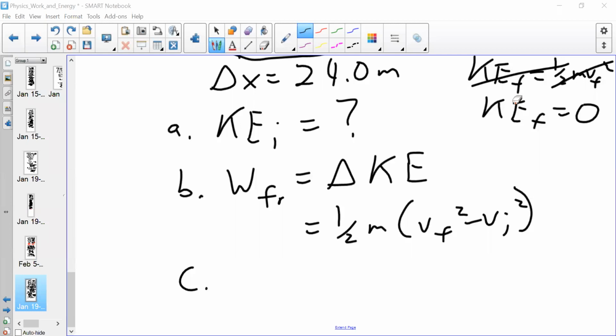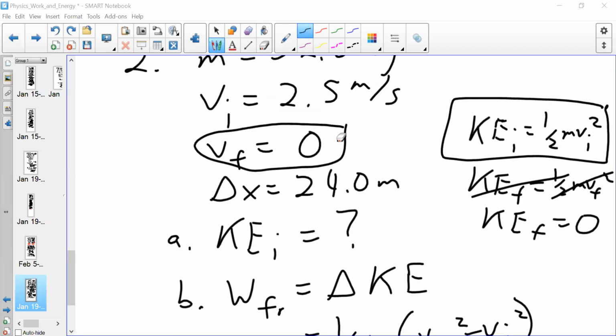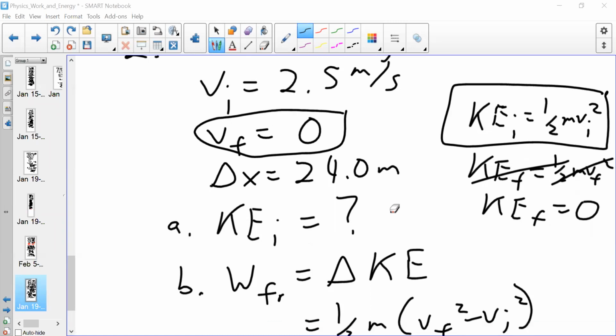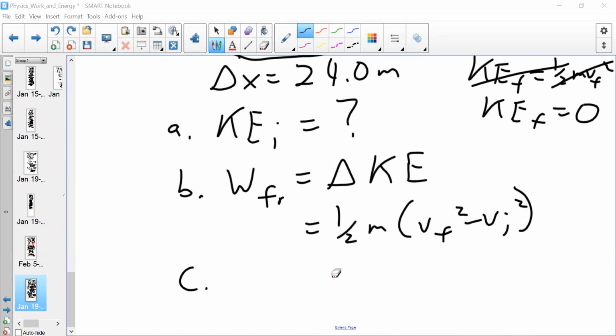The skater problem. I set it up for you, so make sure that you got the right answers, or if you got the wrong answer, we'll get them right now. We have the 52 kilogram skater, moves at 2.5 meters per second and stops over a displacement of 24 meters. Find the skater's initial kinetic energy. How much of her kinetic energy is transformed into other forms of energy by friction as she stops? What is the work done by friction? And lastly, how much work must she do to speed up to 2.5 meters per second again?